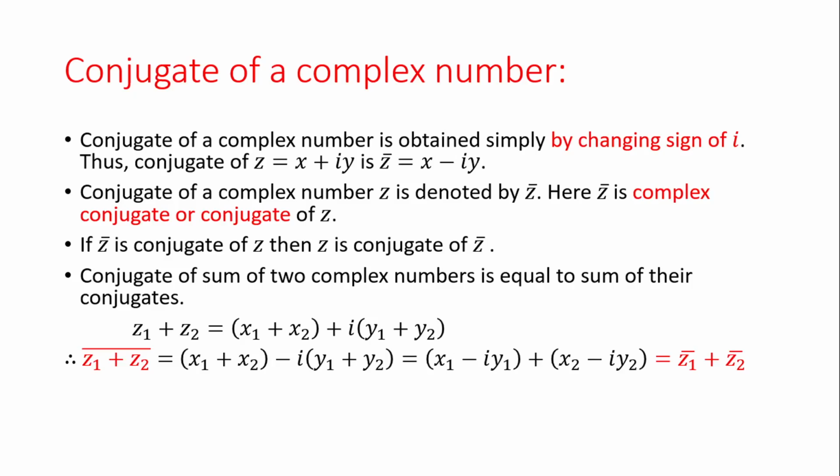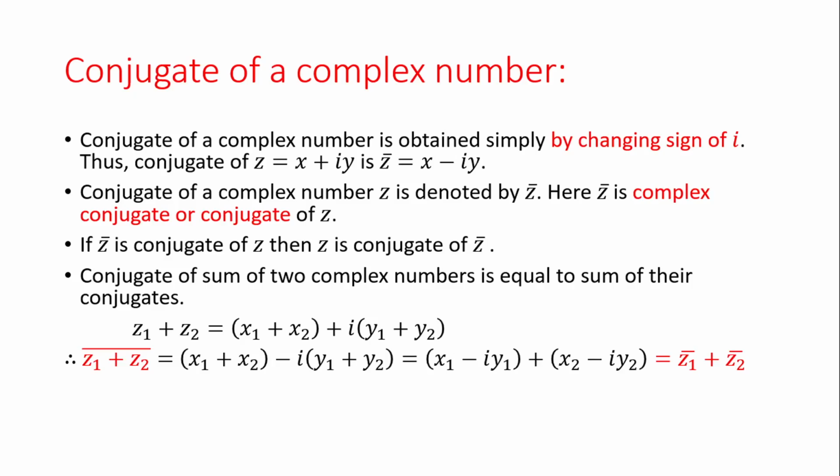Another property of the conjugate is that the conjugate of the sum of two complex numbers, that means (z1 plus z2) bar, is equal to the sum of their conjugates, that is z1 bar plus z2 bar. Okay, let us prove this. What is the sum of two complex numbers z1 and z2? That is z1 plus z2 equal to the sum of real parts plus i into the sum of imaginary parts, that is x1 plus x2 plus i (y1 plus y2). What is its conjugate? Simply we have to change the sign of i here.